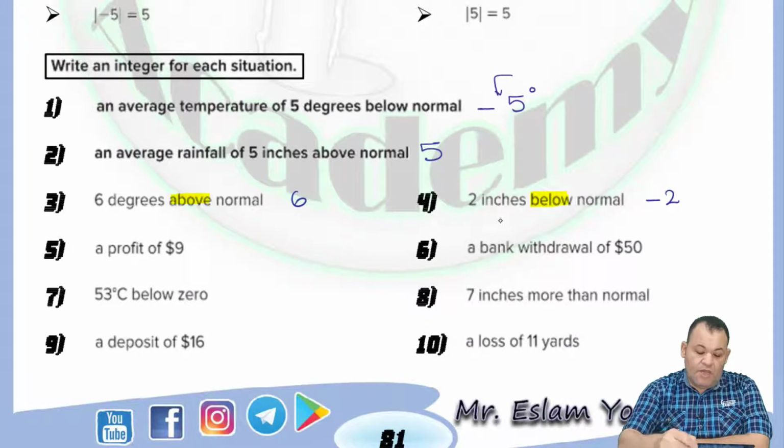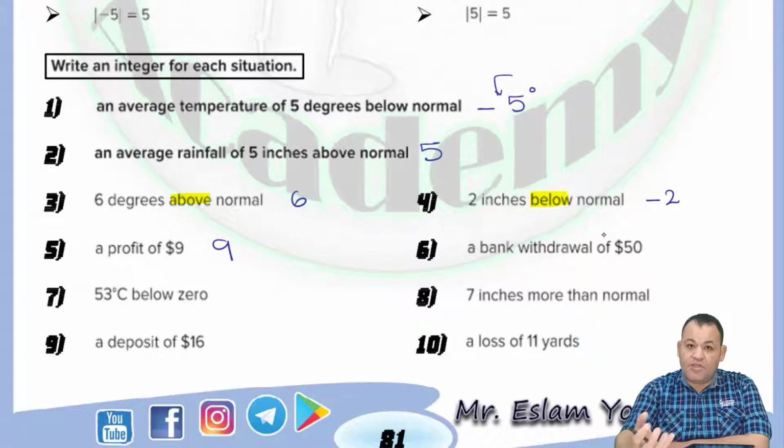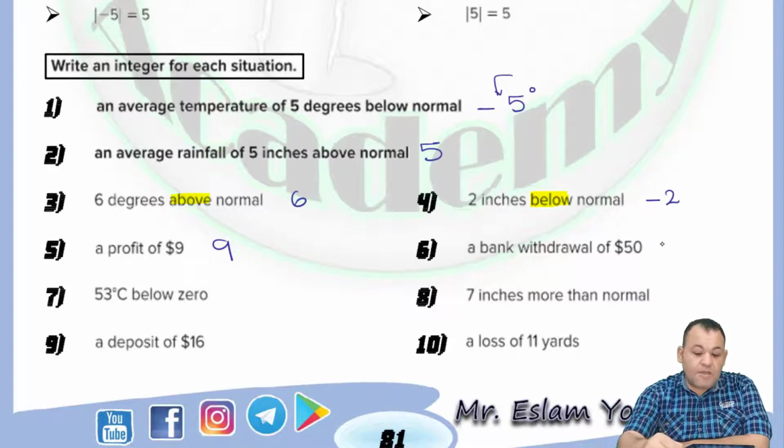And we have here a profit. A profit means you win, you increase the value. Because anything related to an increase will be positive, it is positive 9. But we have here a withdrawal of $50. If you go to the bank and take $50 from the bank, your account will decrease by 50. So it will be represented as negative $50.